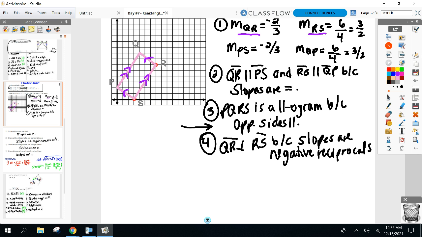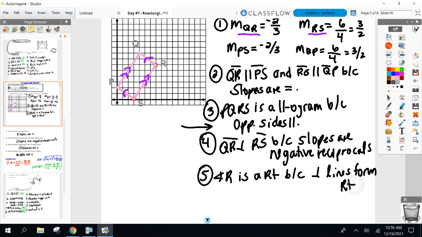Keep going. Well, again, pretend this is statements reasons. What would you put next after you said they were perpendicular? I can't say everything is a right angle because I only said QR and RS. Angle R, right? Angle R is a right angle because, again, think about it as statements, reasons. What would go in there? Yeah, perpendicular lines form right angles.